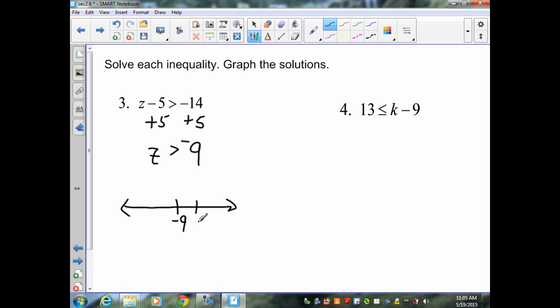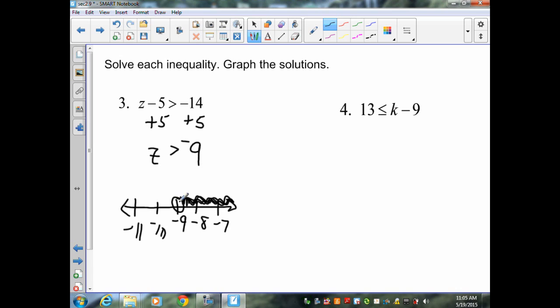Negative 9, negative 8, negative 7, negative 10, negative 11, and I have a greater than symbol, and that means that I'm going to have an open point at negative 9. z is greater, and I shade to the right.